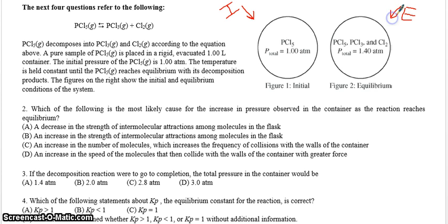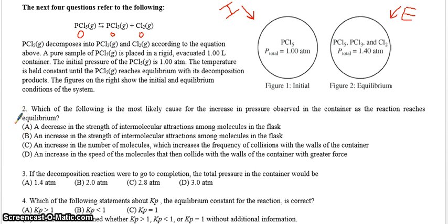At equilibrium, we see that we have all 3 of these in the vessel, which makes sense because the reactions don't really go to completion. They reach equilibrium, in which you have everything. You have a little bit of this, you have a little bit of that. And we see that total pressure is now 1.4. So hopefully we see the picture here. The first question asks, which of the following is most likely the cause for the increase in pressure observed in the container as the reaction reaches equilibrium?